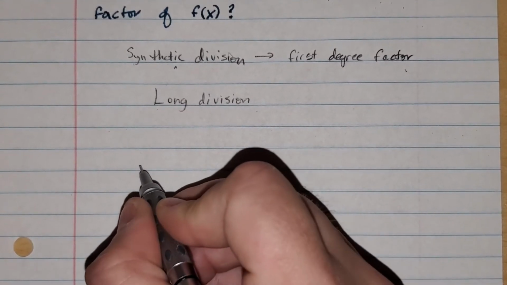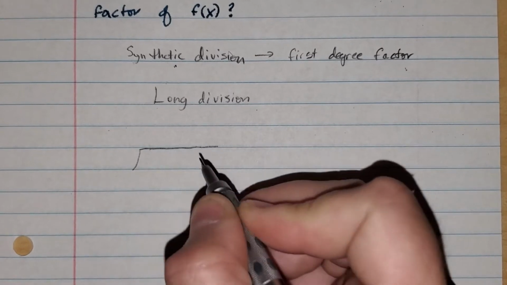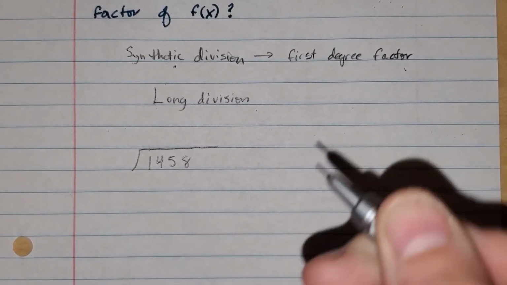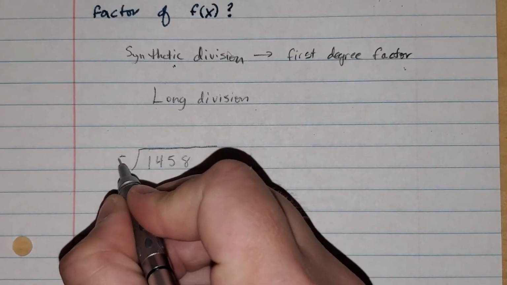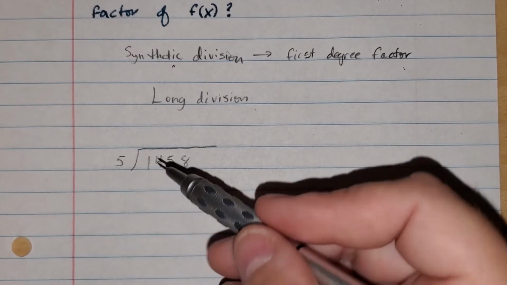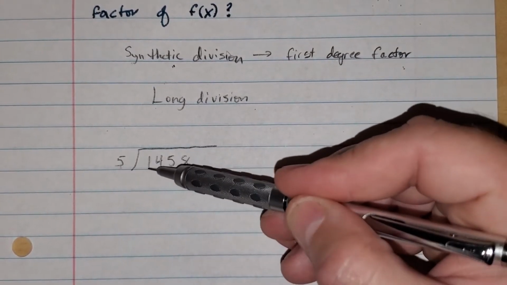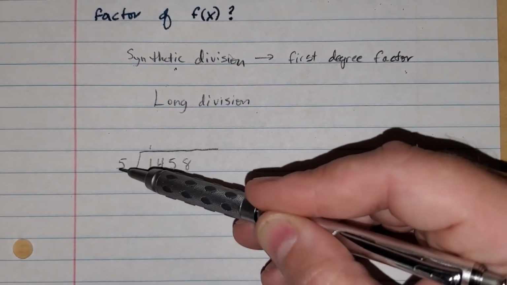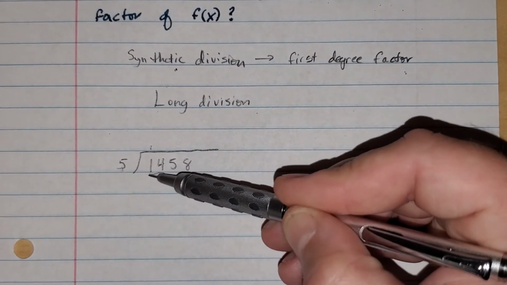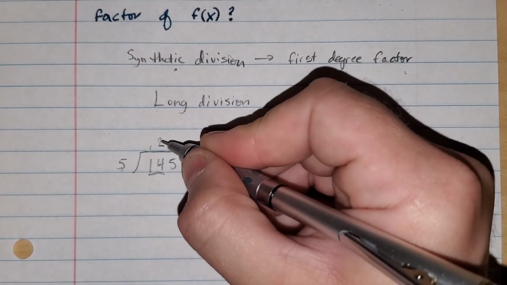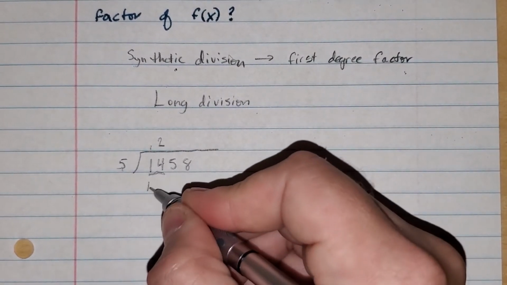Okay, so let's take a particular number. Let's say 1,458, and we're going to divide this by 5. So what do we say? Will 5 go into 1? No. So we don't put an answer up here, we leave that blank. Will 5 go into 14? Sure it will. It'll go 2 times. So we'll put a 2 up there, and we say 2 times 5, and we get a 10.